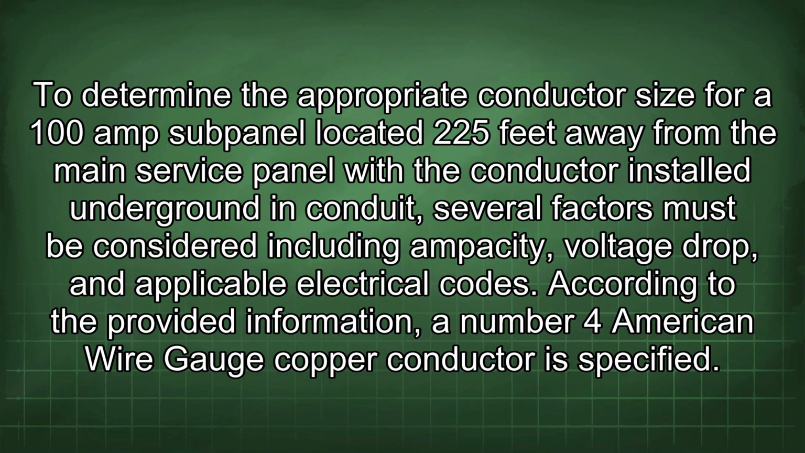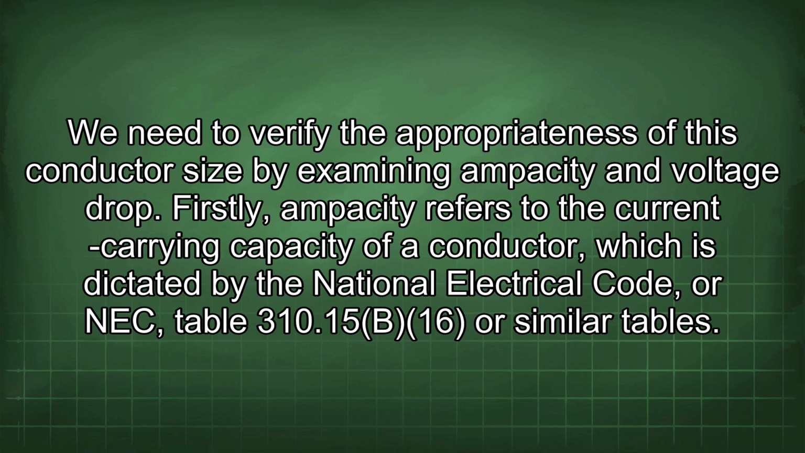To determine the appropriate conductor size for a 100 amp subpanel located 225 feet away from the main service panel, with the conductor installed underground in conduit, several factors must be considered, including ampacity, voltage drop, and applicable electrical codes. According to the provided information, a number 4 American wire gauge copper conductor is specified. We need to verify the appropriateness of this conductor size by examining ampacity and voltage drop.